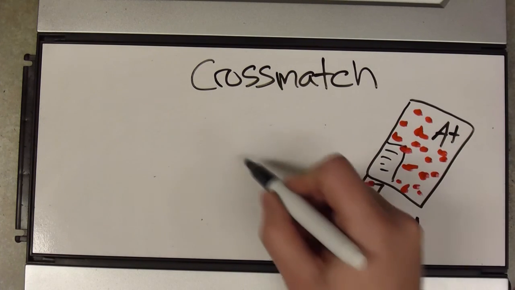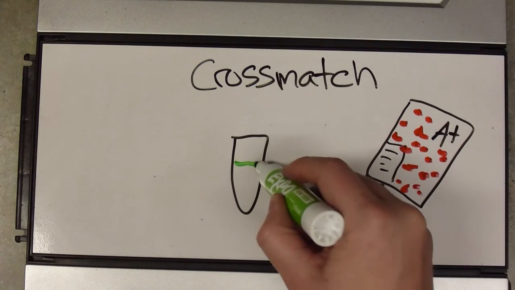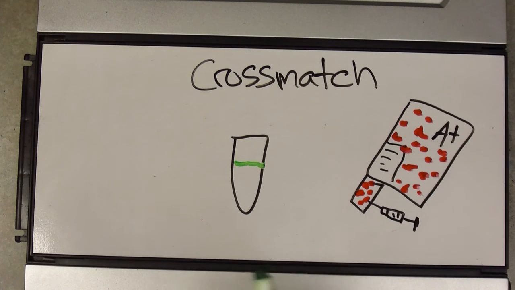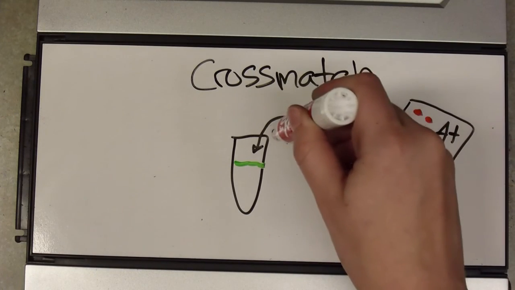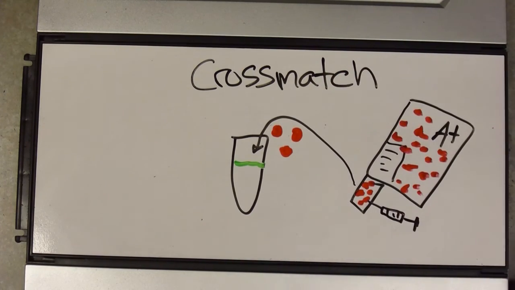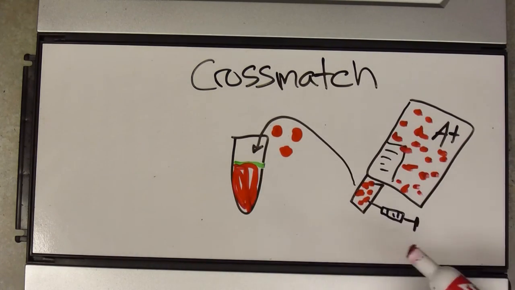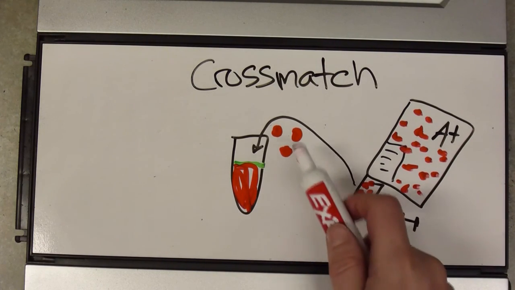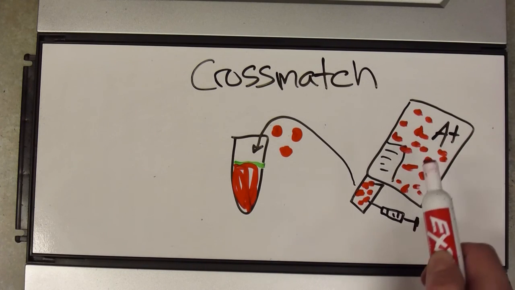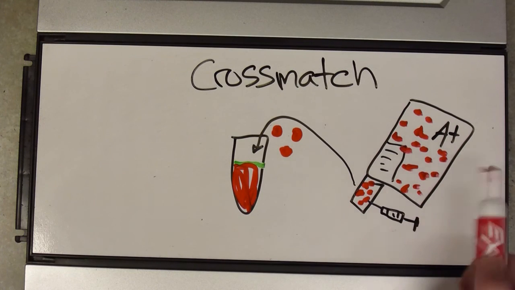Then we take a sample from the patient's plasma, just like we did for the screening test, and we add the red blood cells from this unit directly into the tube. If the suspension stays all nice and homogeneous and suspended, we can say, oh good, there's no antibodies in this patient's plasma that are going to react with these red blood cells. This patient and this unit of blood are compatible, and we are going to take this unit of blood and set it aside for this patient.